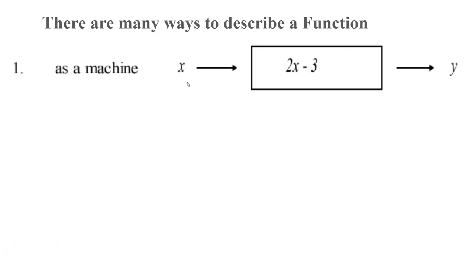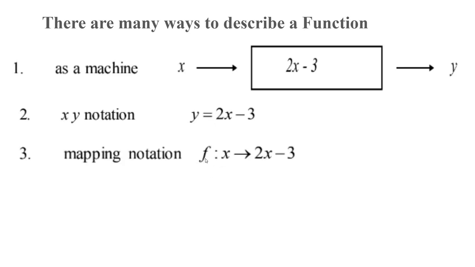You can use kind of like a machine like this. This is just to help you understand. You put in x, and then it says 2x minus 3. That's what you do to x, and then it becomes y. Or you can write it as an equation: y equals 2x minus 3.